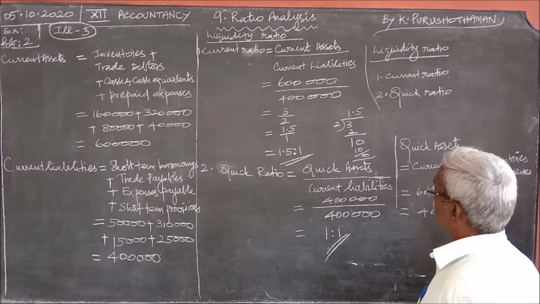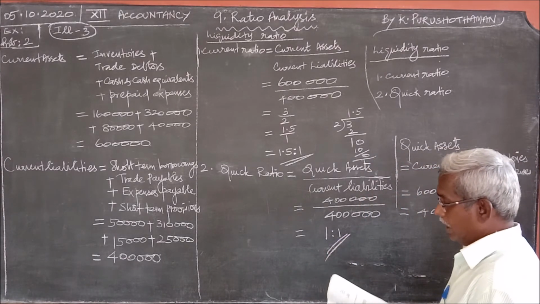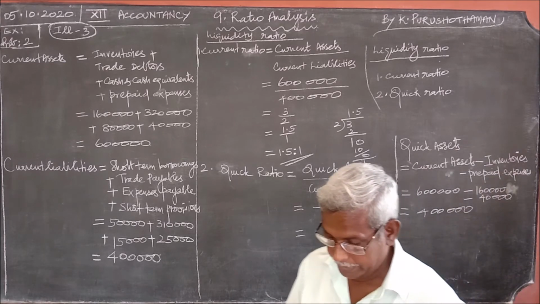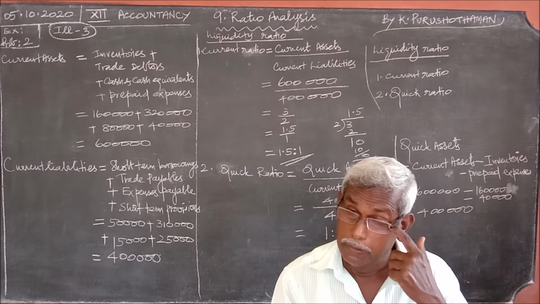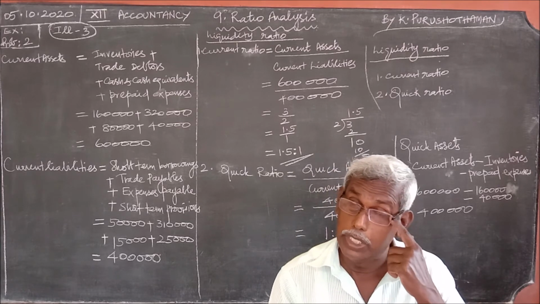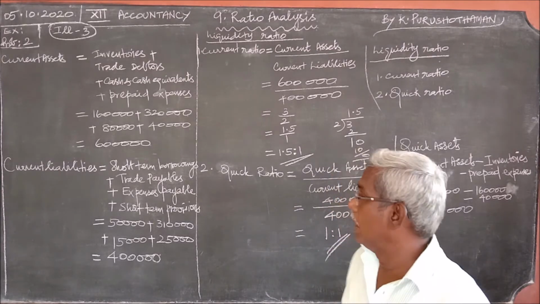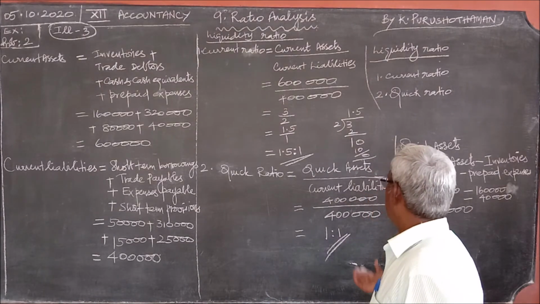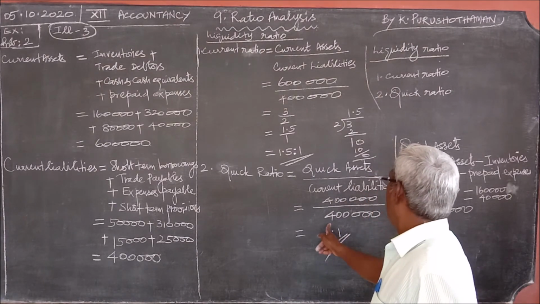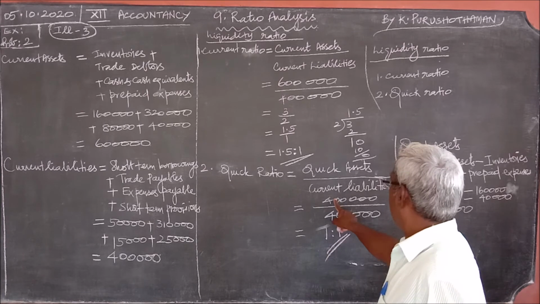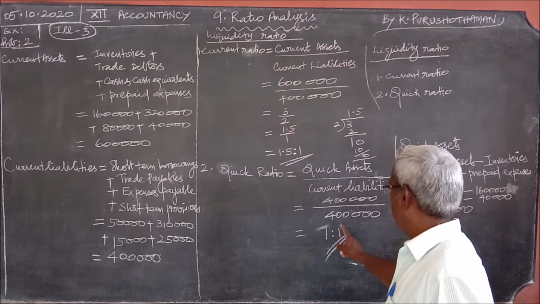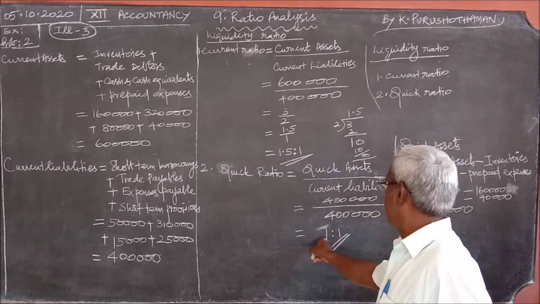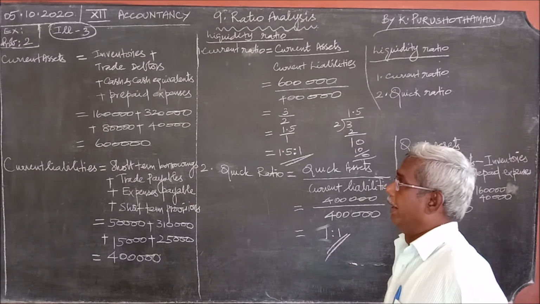See, I told you, you should write the ratio with the denominator as 1. You should remember. With the denominator as 1 only you should do. Not with some other number. Here, naturally, automatically, if you simplify, 4 lakhs by 4 lakhs is 1 by 1. Therefore, we can write easily 1:1.